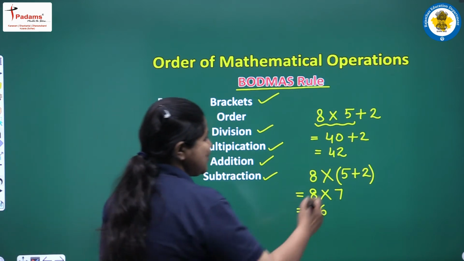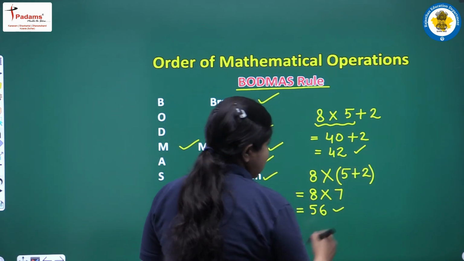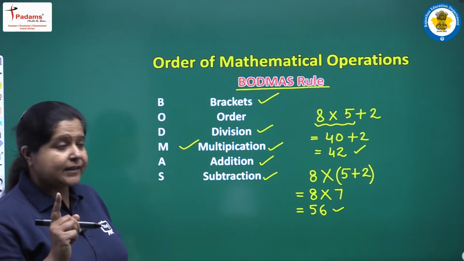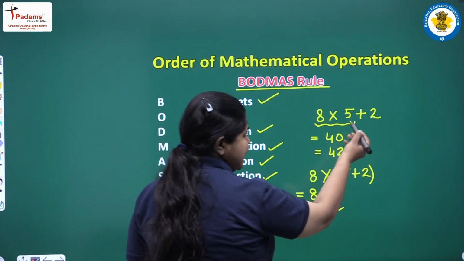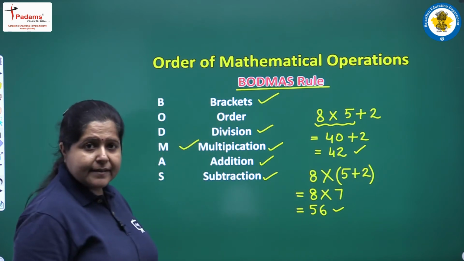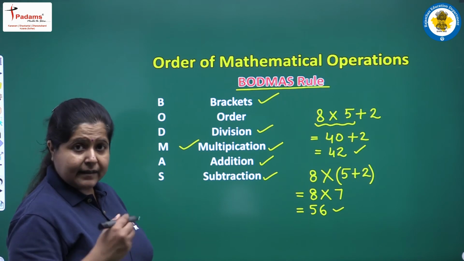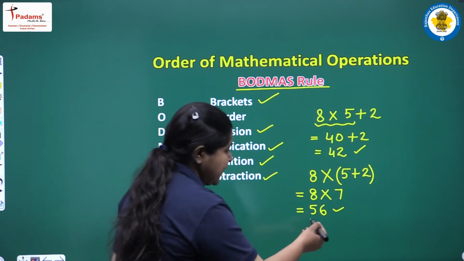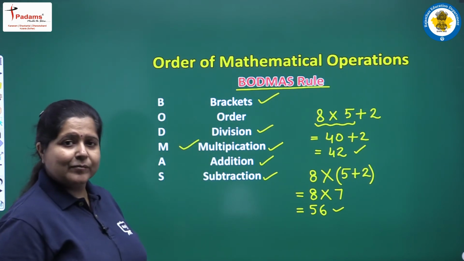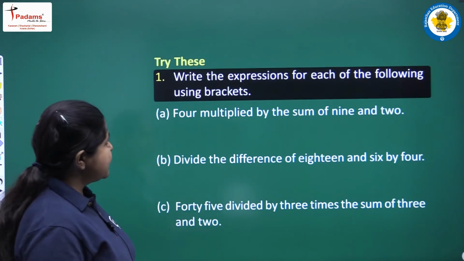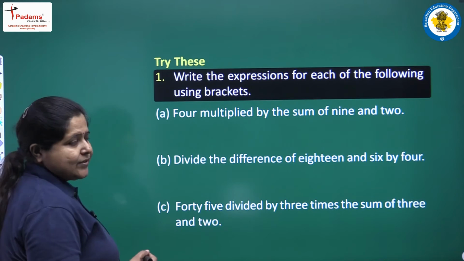So we are getting 2 different answers with the same numbers, but the operations are different. Here there is no bracket and therefore we are getting a different answer. Here there is a bracket and it has changed the meaning completely and therefore we are getting a different answer. I hope this is very much clear to you. Let us now take a few examples or questions here.